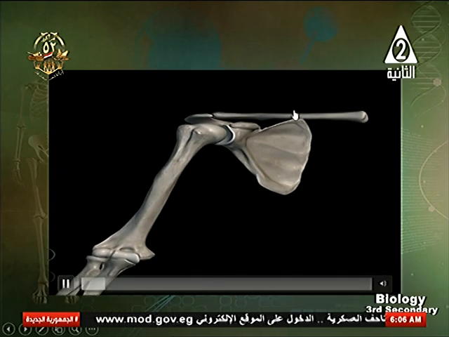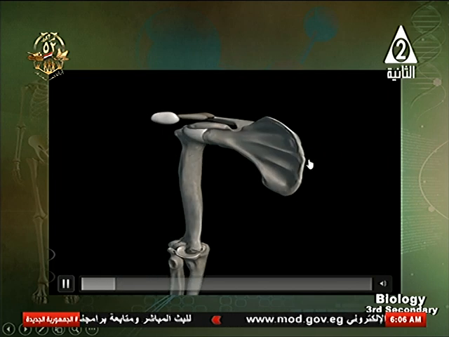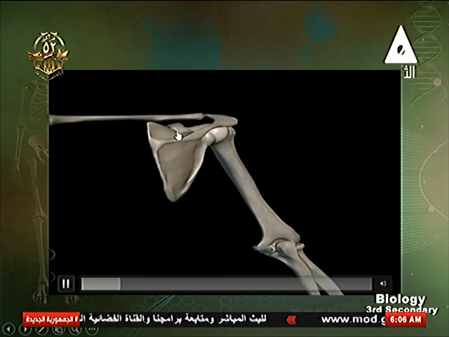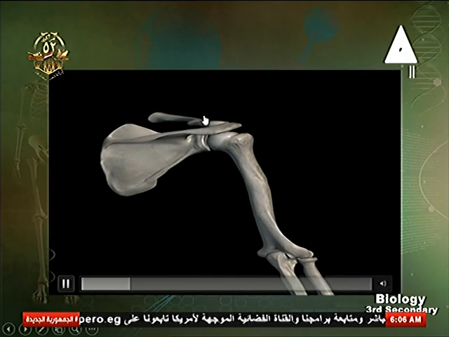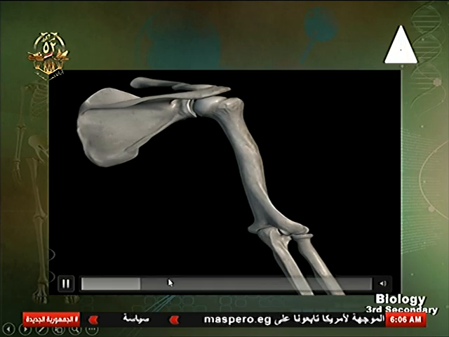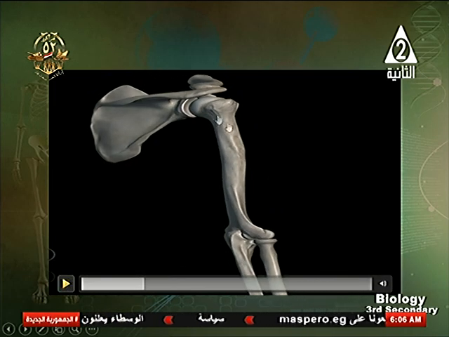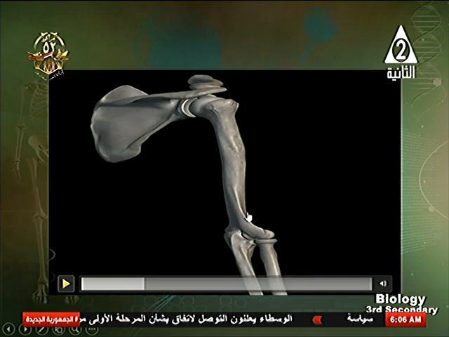As you see, this is the scapula, a triangular bone, and this is the process through which it is attached with the clavicle. And this is the humerus bone. Look here, this is the humerus bone. The head of the humerus bone fits in the glenoid cavity.